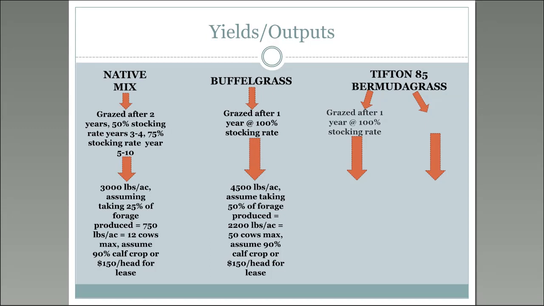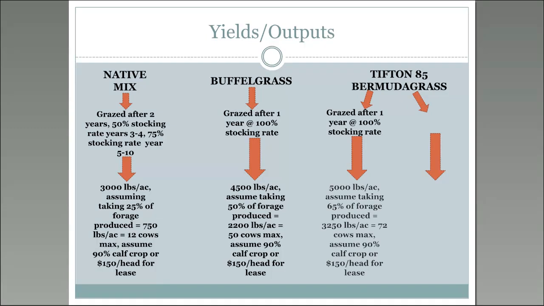Okay, Tifton 85. I hope y'all are all still with me. It's a lot of numbers. At Tifton 85, we still deferred after 1 year, although they say when you sprig Tifton, it really starts to grow right away. But it's advised that you leave that for a full growing season in order to seed out and return those seeds to your soil. So you're just bettering your field if you'll wait for 1 year, and then after that we assumed 100% stocking rate.